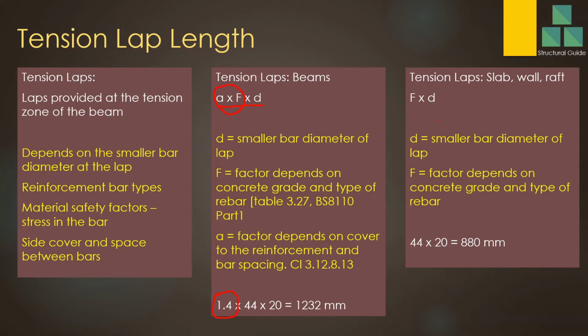So therefore, you can see here in the equation, F into D you can consider. For example, for grade 25 concrete, you can see here the factor is 44, bar diameter say 20, so the lap length is 880. That way you can calculate the tension lap length.